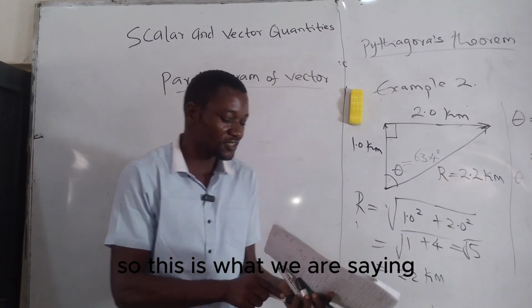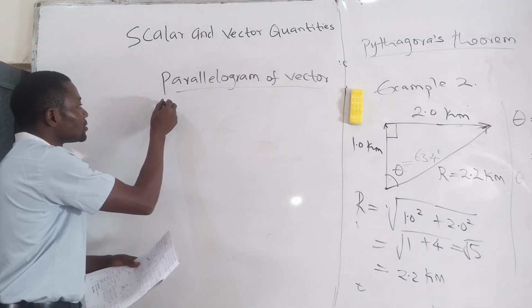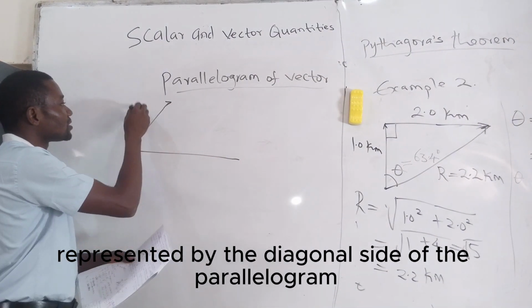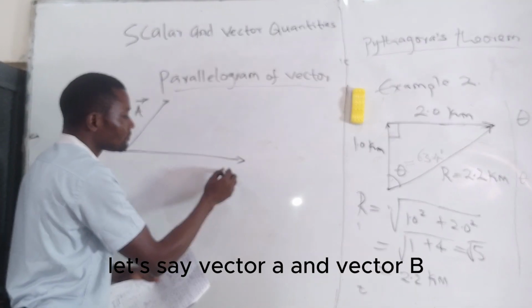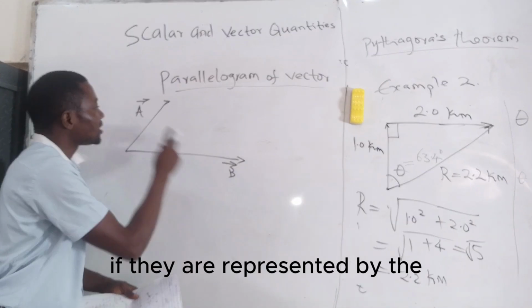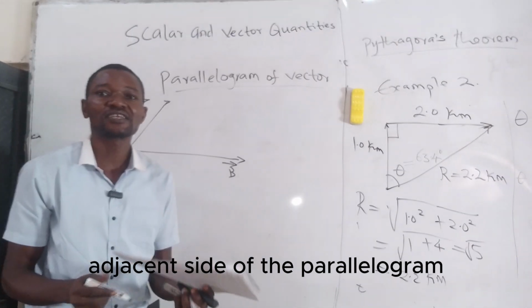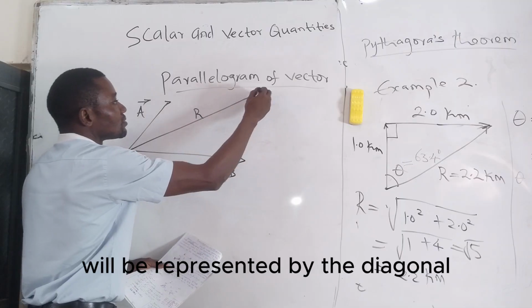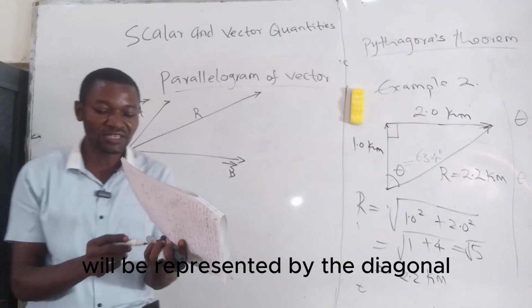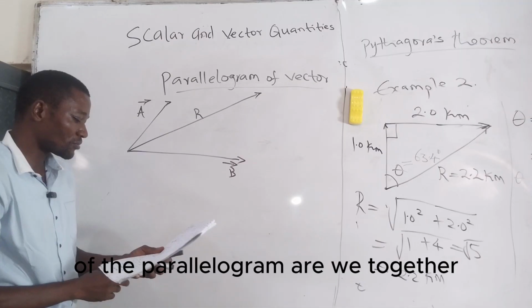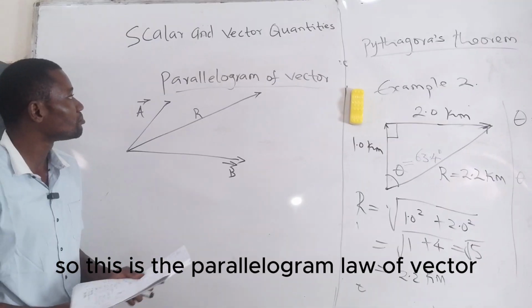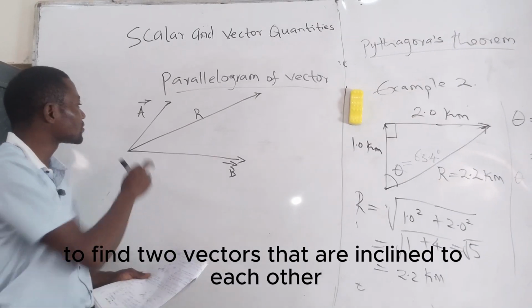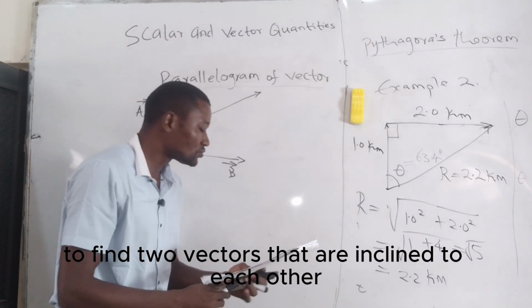So this is what we are saying, that if you have two vectors, let's say vector A and vector B, represented by the adjacent sides of the parallelogram, then the resultant vector R will be represented by the diagonal of the parallelogram. Are we together? So this is the parallelogram law of vector, and this is what we use to find the resultant of two vectors that are inclined to each other.